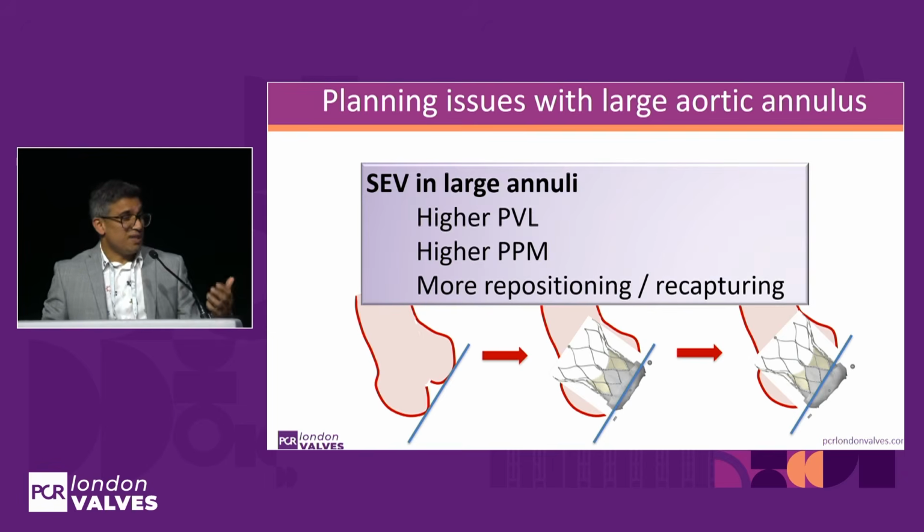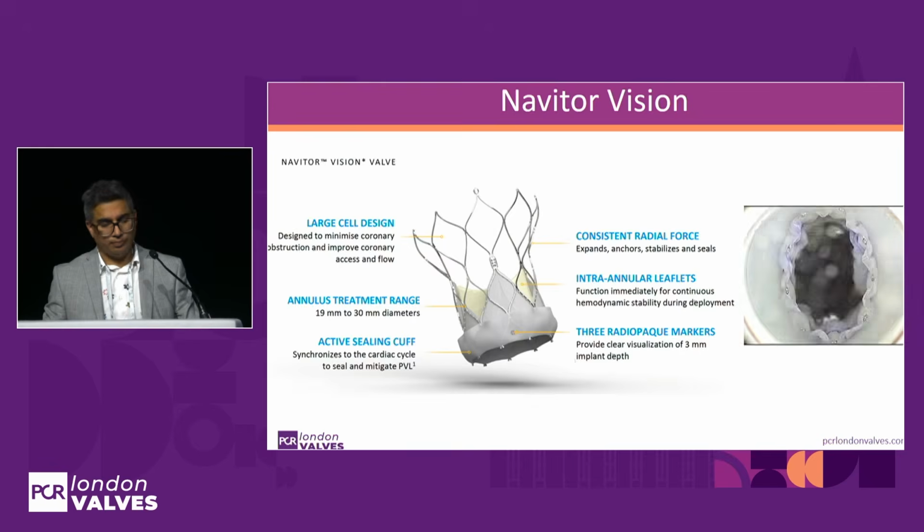This probably explains some of what we see with the larger annular valves. We do see higher rates of paravalvular leak, higher rates of pacemaker implantation, and certainly a tendency to recapture and reposition a bit more.